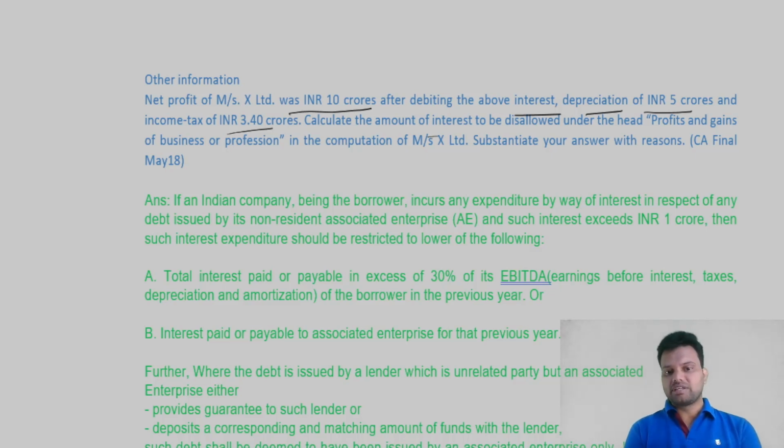Calculate the amount of interest to be disallowed under the head PGBP in the computation of Excel Limited, substantiate your answer with the reasons. Okay, this is the question. Second part is very simple. You need to calculate the excess interest.